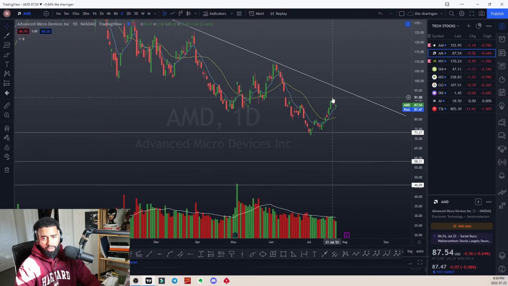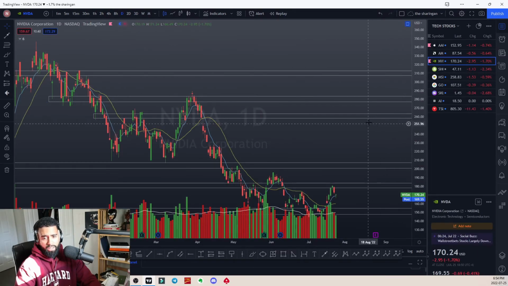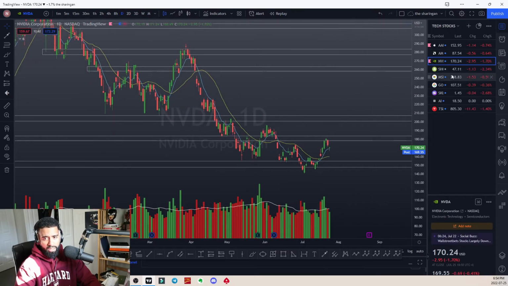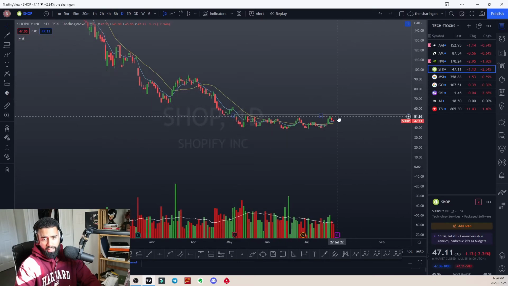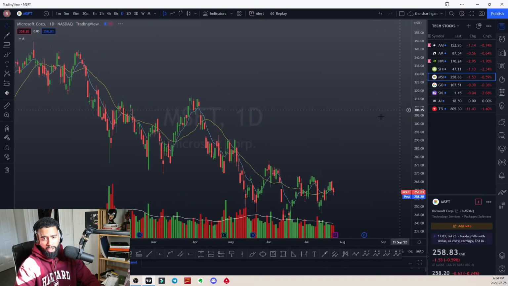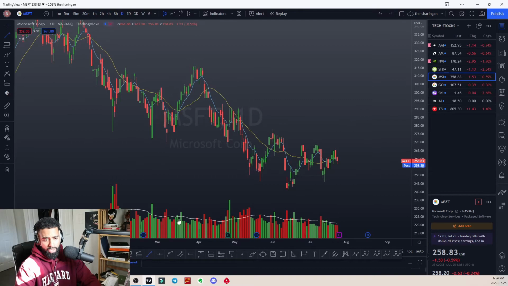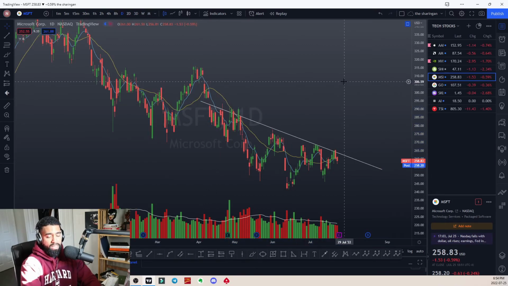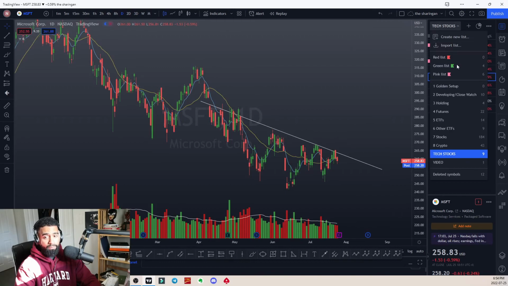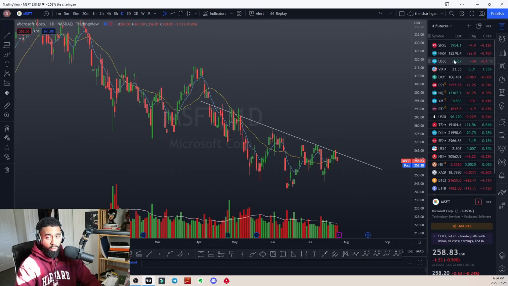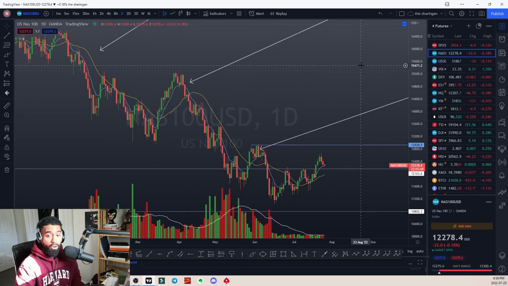AMD moving right up into this zone, kind of. Let's see if this acts as resistance, right? Right into resistance. A lot of these names, right into resistance on Shopify. Microsoft, right into this resistance trend line here. And we can't really break up over it. We're having that struggle.